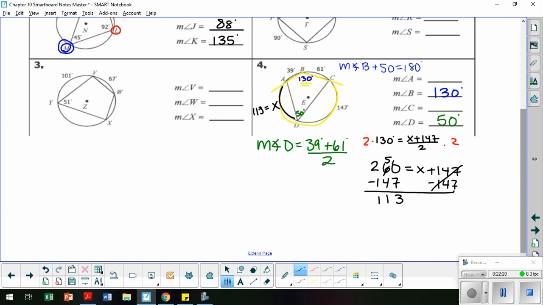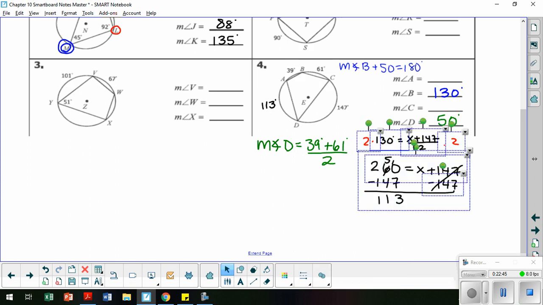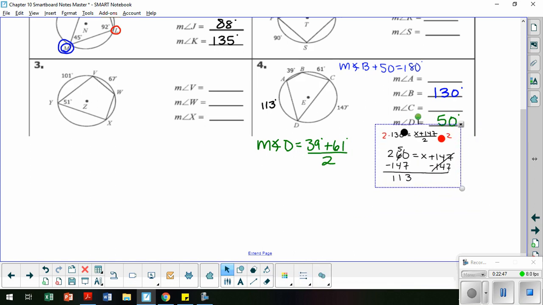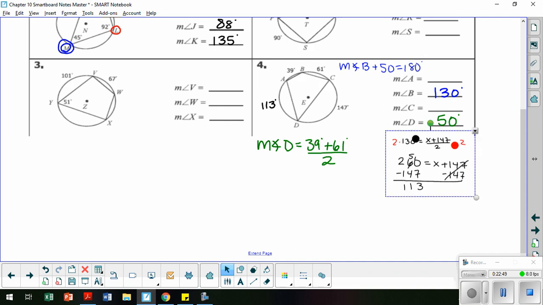So to find C, okay, again, I'm going to erase all the stuff up here so we don't get totally confused. But let's see, I got to put this one back. This right here was 113. So we have all the arcs now to be able to do this.